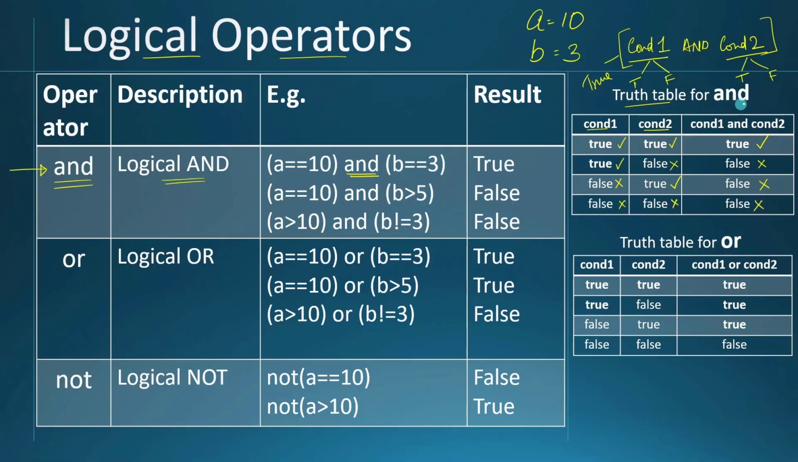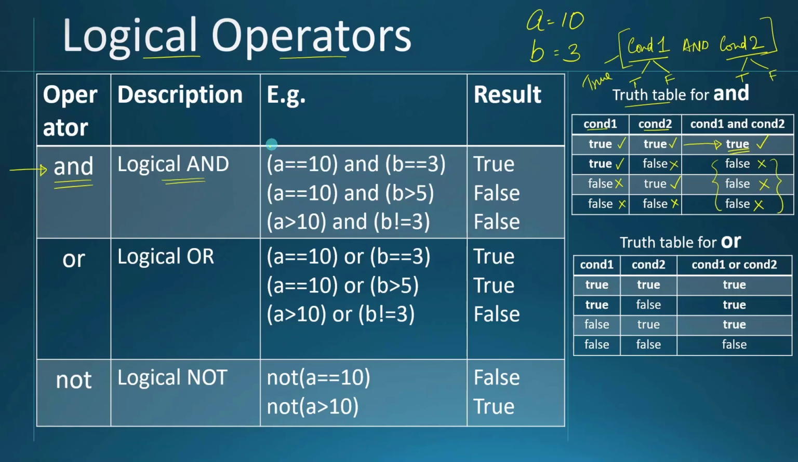So now to remember AND, it's very easy. You can see when both conditions are true, that is the only situation when AND will produce a true. In all other situations, where any one condition is false or both conditions are false, the result is always the same. Right? The result will be false.